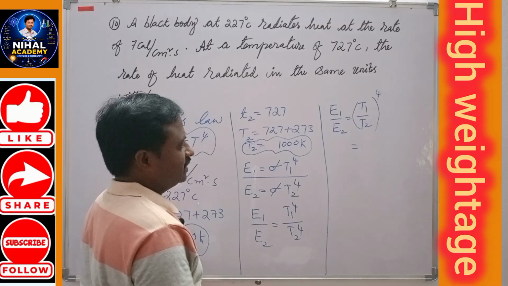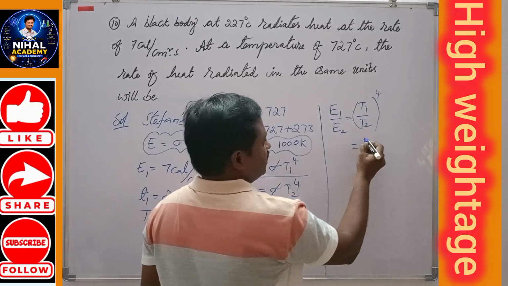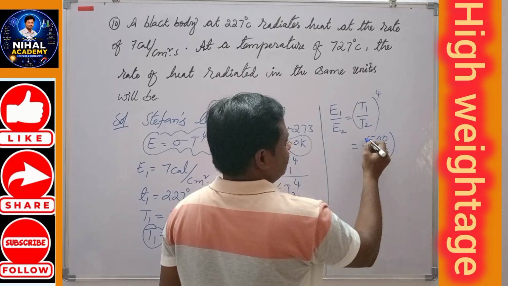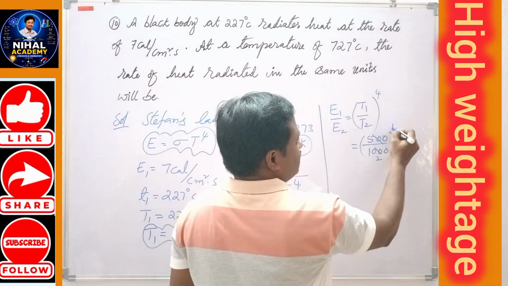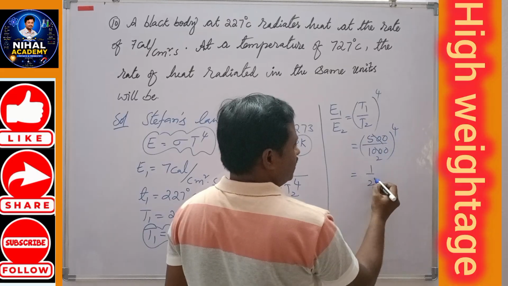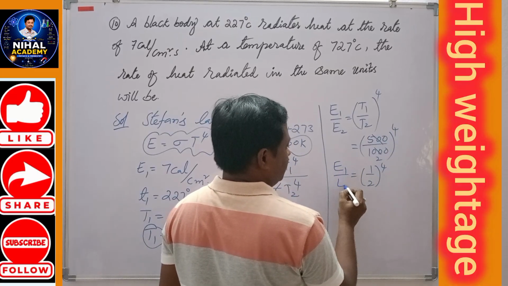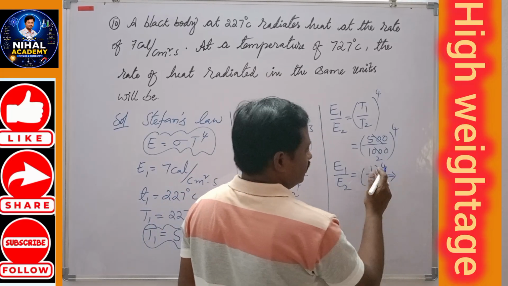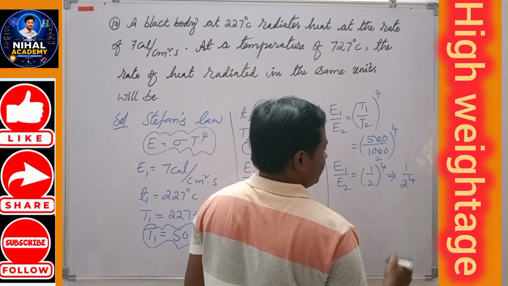Now we'll substitute the T1 and T2 values. So T1 is 500, T2 is 1000. So 500 by 1000, 500 cancels 2 times, and this is power 4. That means 1 by 2 whole power 4. So E1 by E2 is equal to 1 by 2 whole power 4. So this is equal to 1 power 4 by 2 power 4, that means 1 by 2 power 4.